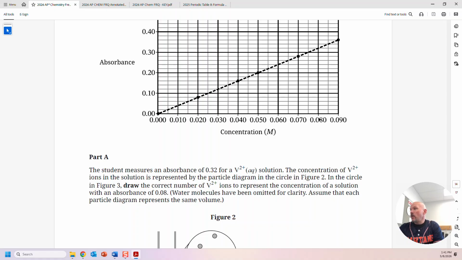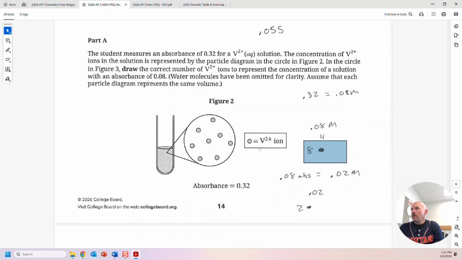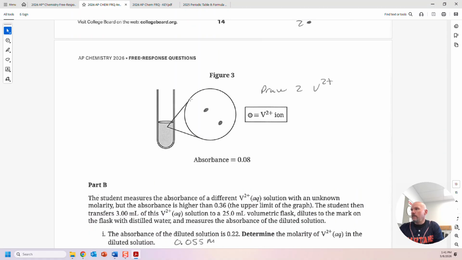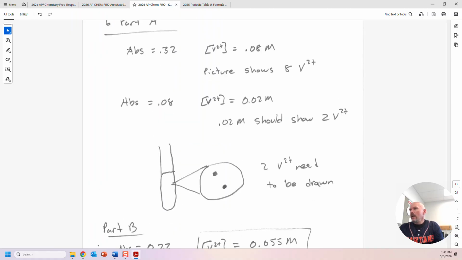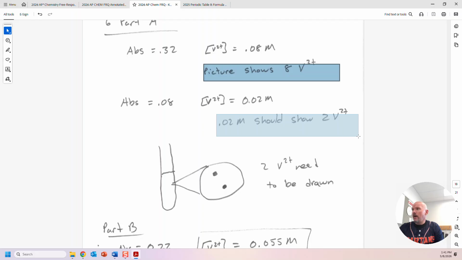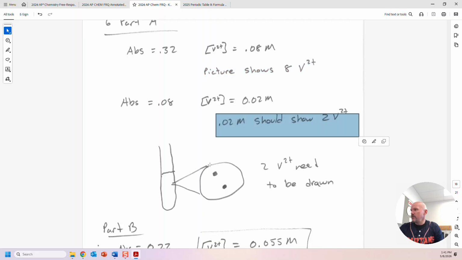So when the molarity was 0.08, we drew 8 particles. So when the molarity is 0.02, we should draw 2 particles, right? So you just had to draw 2 dots in there, right? Let's go to the key. Right, so the absorbance at 0.32 had a molarity of 0.08. The absorbance at 0.08 had a molarity of 0.02. So the picture with 0.08 had 8 of these. So the picture with 0.02 should have 2 of them. So you just need to draw 2 dots there and you get your point.